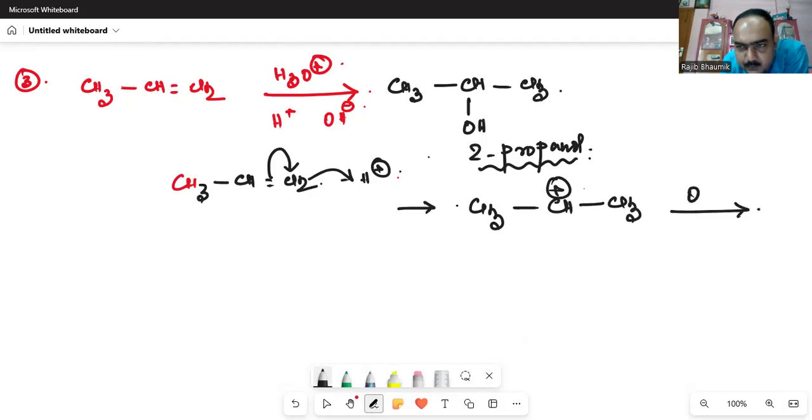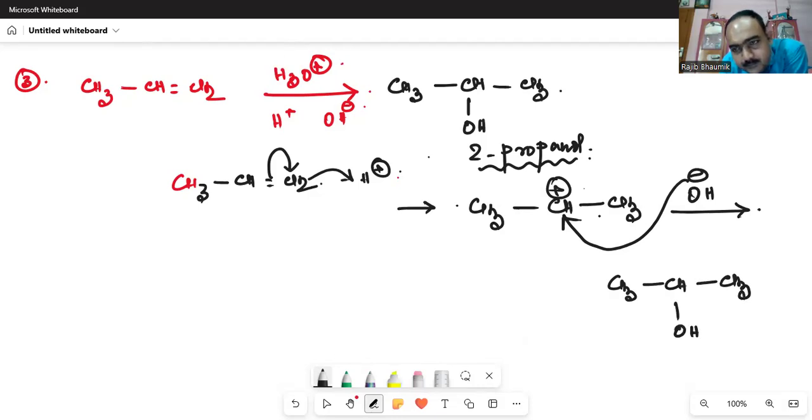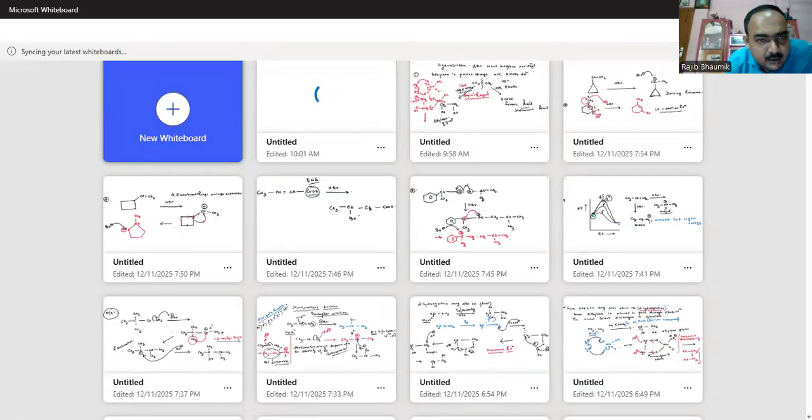Ultimately, OH minus will be added. This is 2-propanol. The mechanism here is very important. This mechanism is also present in our class 12 NCERT and is very, very important for the board's examination. 2026. Next, number 4.